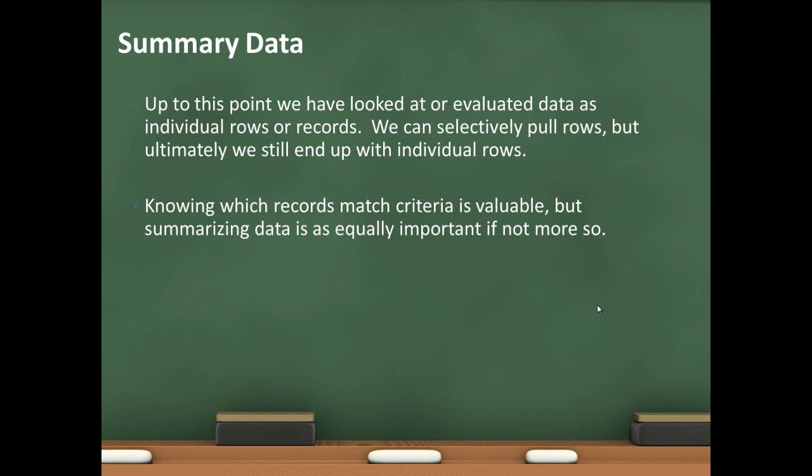So knowing which records match criteria is valuable, but really what we might want to do is to summarize that data. So up to this point, we've been determining data such as the tallest, the heaviest, the earliest birth date by sorting and taking the top one. You'll recall in a past lecture and in class I've told you that we did that for a time being, but actually we don't want to do that long term.